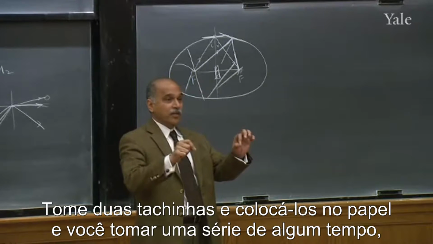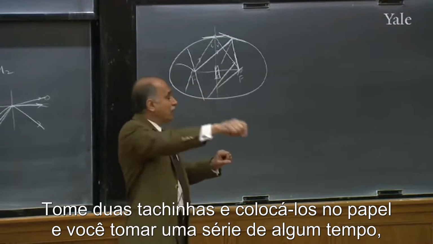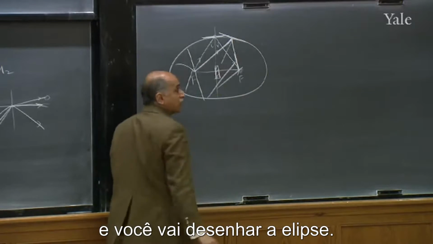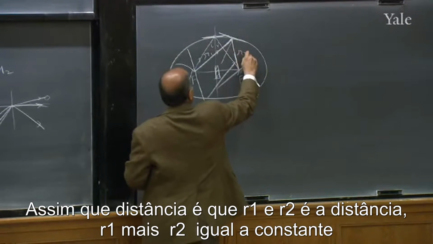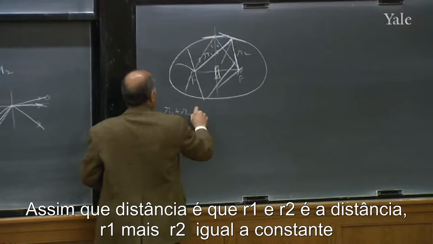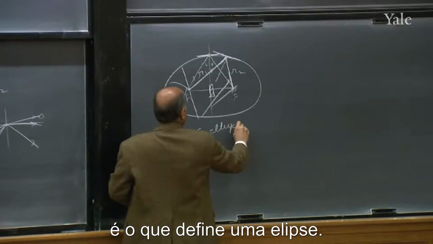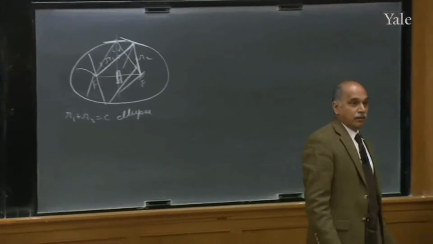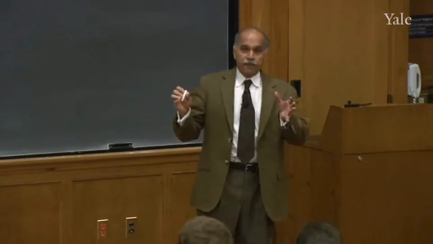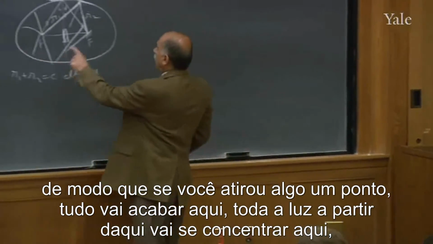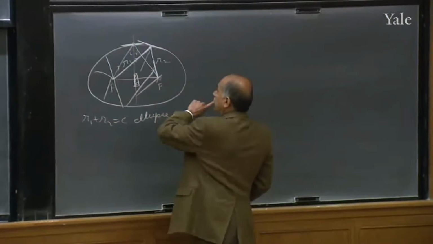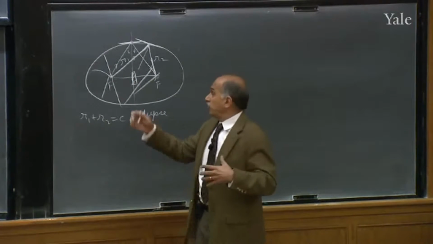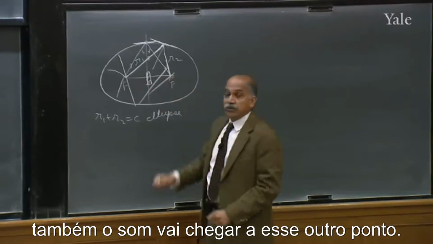You take two thumbtacks and you put them in the paper, and you take a string of some length and you stretch it out, grab your pencil and move it, and you will draw the ellipse. So that distance is R1 and that distance is R2. R1 plus R2 equal to constant is what defines an ellipse. But the time taken is really R1 plus R2 divided by C. So if you were to design a surface so that if you shot something from one point, it'll all end up here, all the light from here will focus here, you should build an ellipse and send the light from one focal point. Likewise, if you talk, also the sound will come to that other point.